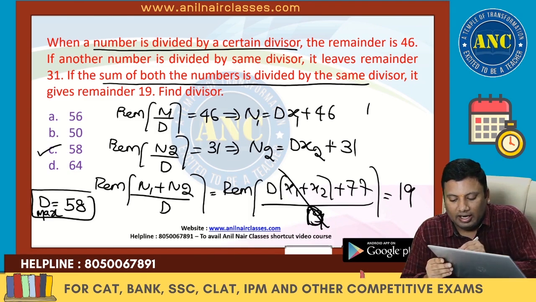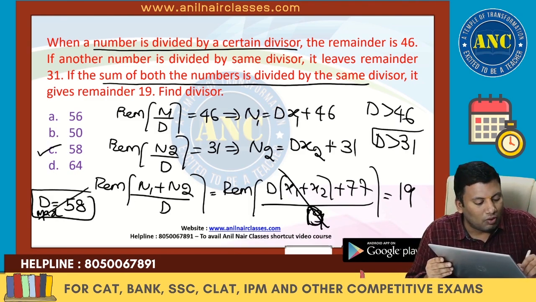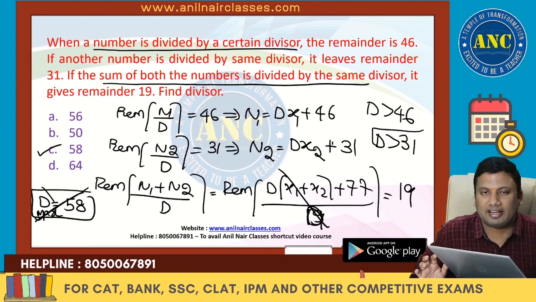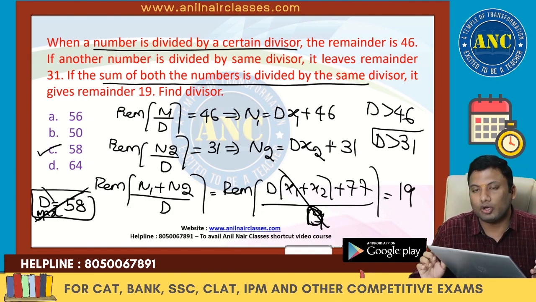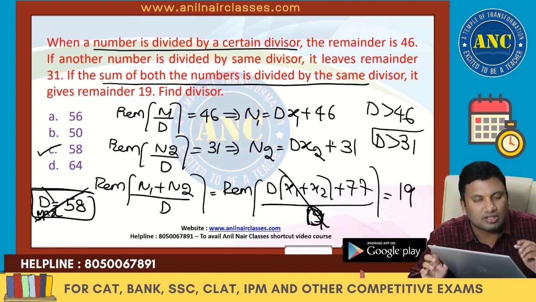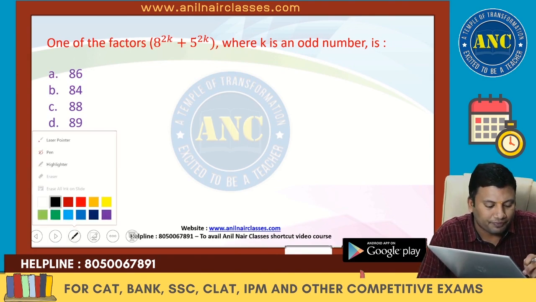Now here the d value should be greater than 46, and greater than 31. So this will be the only value. I hope it is clear. You might take the factors of 58, but the factor should be greater than 46, greater than 31. So the only value which is possible is 58. Idea is clear. Now next one.